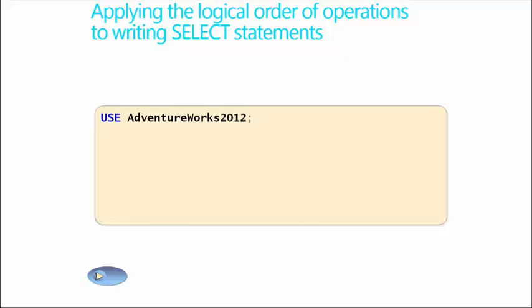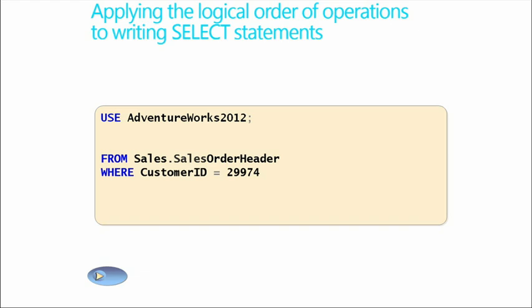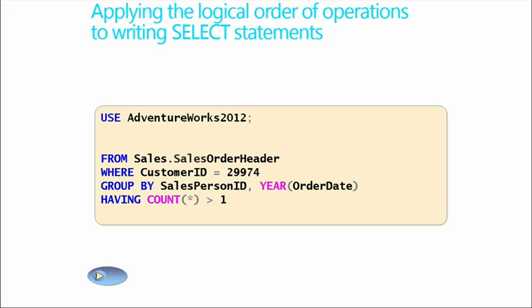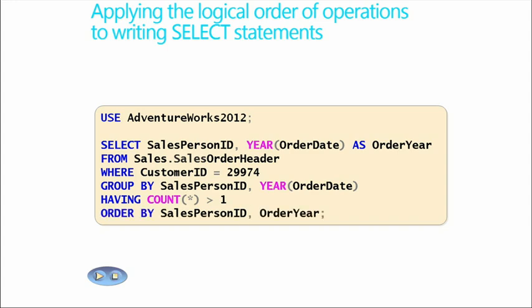We've got this statement here. So let's start from the top. USE AdventureWorks. We identify what database we want to use. I always begin a statement with the USE, so I make sure I'm in the appropriate database. Then we'll add the FROM, and this is actually Sales.SalesOrderHeader, WHERE CustomerID equals a certain number, GROUP BY salesperson, and then we'll grab the year off the order date, HAVING COUNT greater than 1, and then we execute the SELECT. We're not going to write the statement this way, but again, this is how a statement that we have written will be processed by SQL Server.